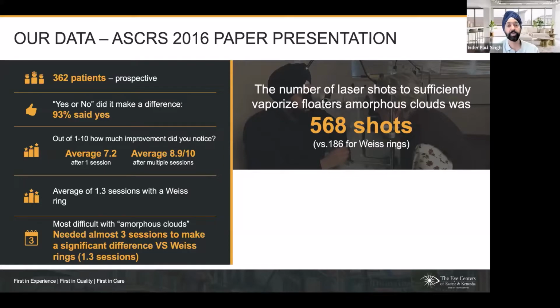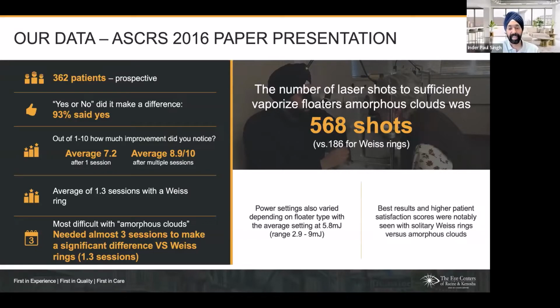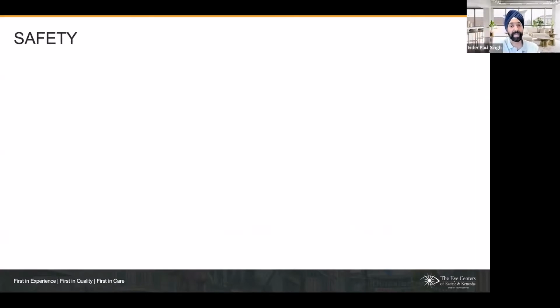For Weiss rings, about 200 to 300 shots. For amorphous clouds, I was in the 500 or 600 shot range, just because it takes more shots to vaporize and break up. Our average power setting is about 5 millijoules. I'll start about 3 to 4 if it's anterior behind the lens, maybe go up to 5 or 6 more posteriorly. But again, it just depends on the behavior of the floater, and you can titrate your power depending on the efficacy of what's happening in real time.